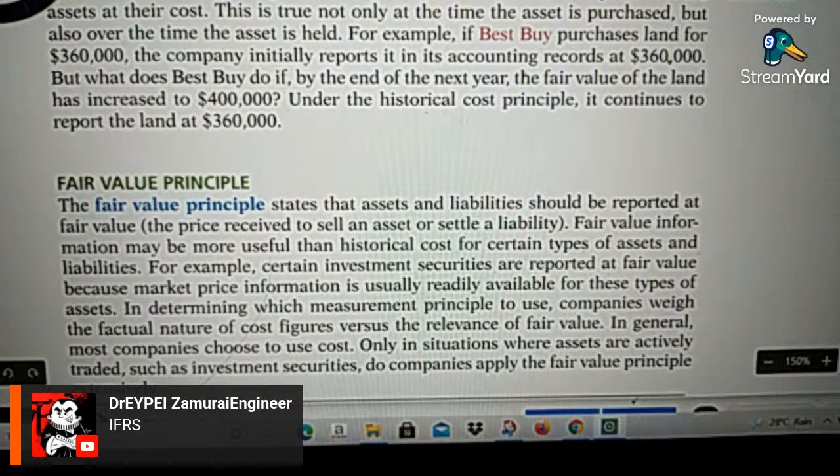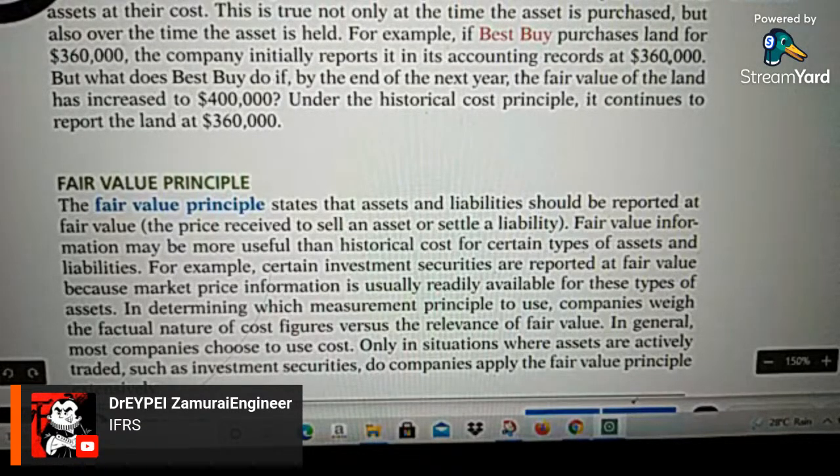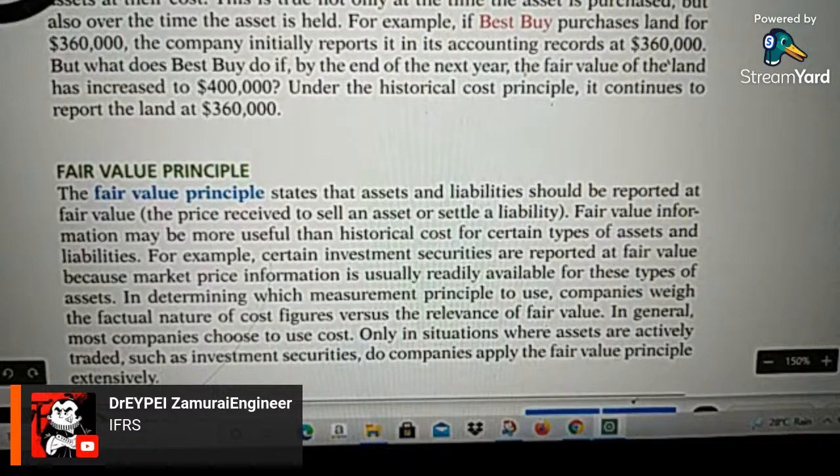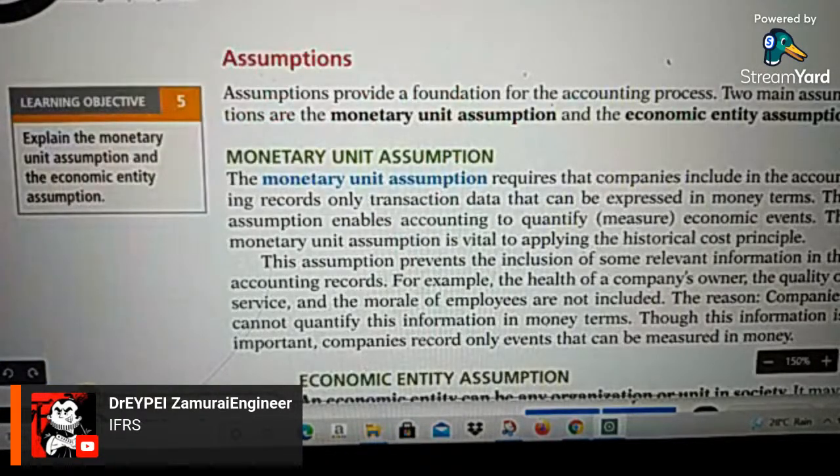In determining which measurement principle to use, companies weigh the factual nature of cost figures versus the relevance of fair value. In general, most companies choose to use the cost principle rather than fair value. Only in situations where assets are actively traded do companies apply the fair value principle. Any question with that? Do you understand? Okay.